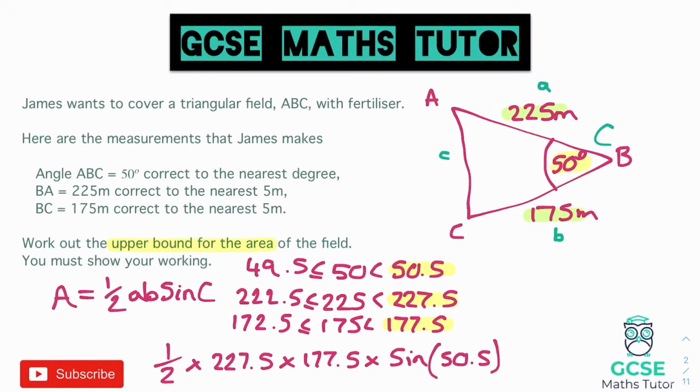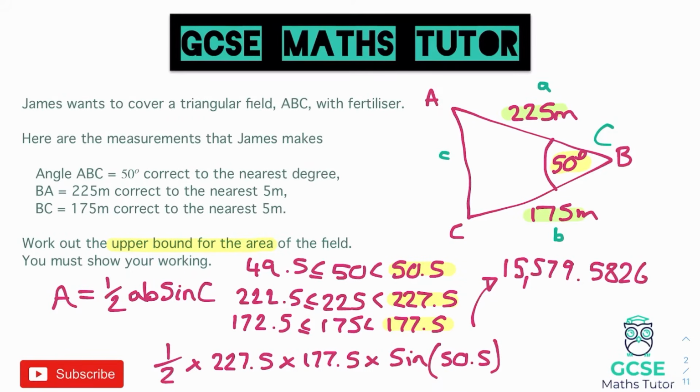So typing that in, a half times 227.5 times 177.5 times sine 50.5, and we get an answer here. Let's write this over here, 15,579 point, and we get 5826.